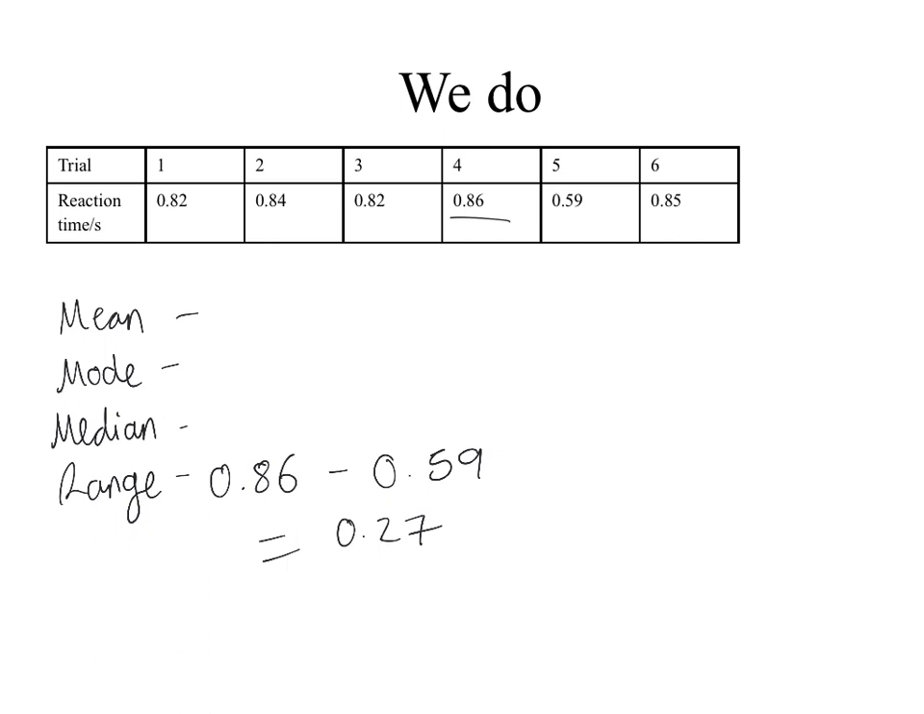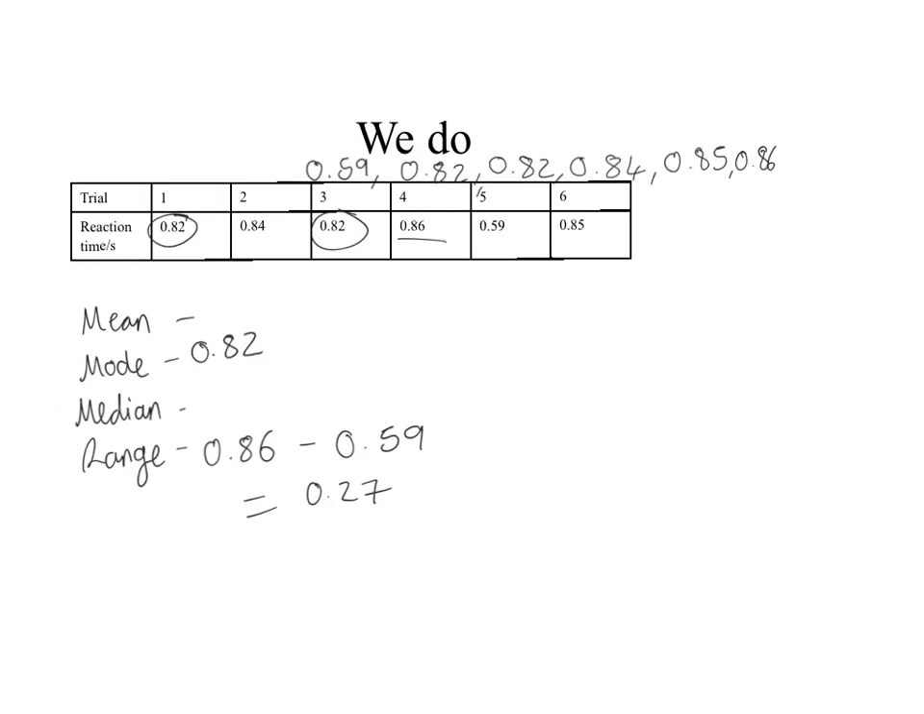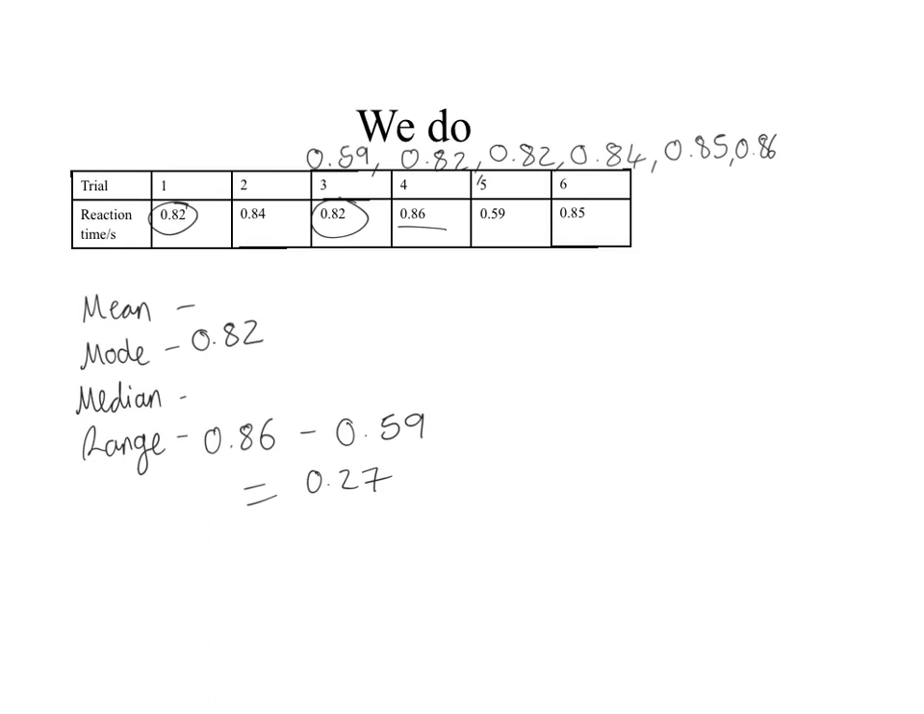Mode then, most common number. If you notice, you've got 2 of that, so the most common number is 0.82. Remember to work out the median then. You need to put them in an order. So start with the smallest. Okay, so the median is the middle value, so it's going to be a value between these two because you've got a number either side. So your median is actually going to be 0.83.